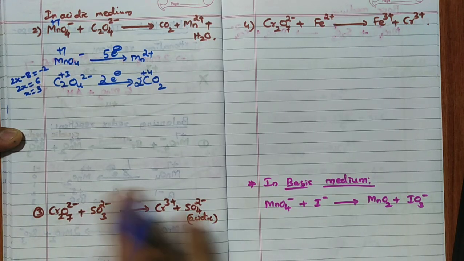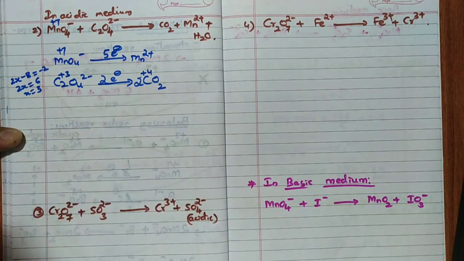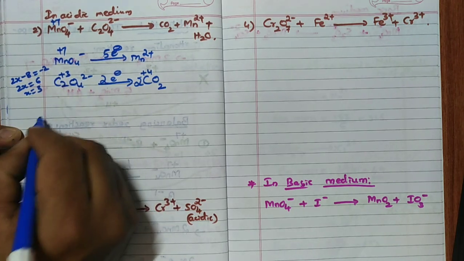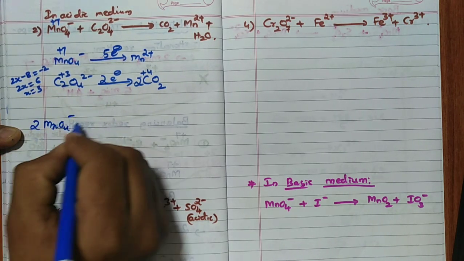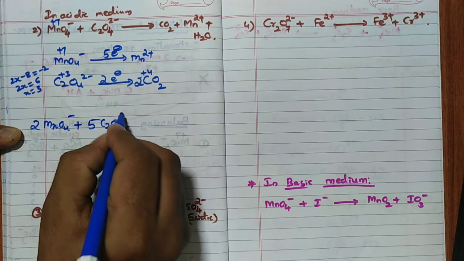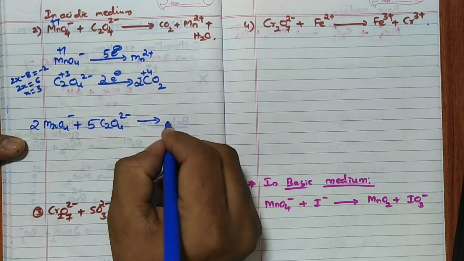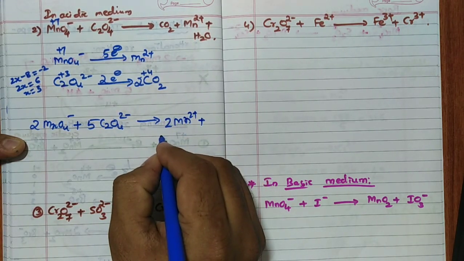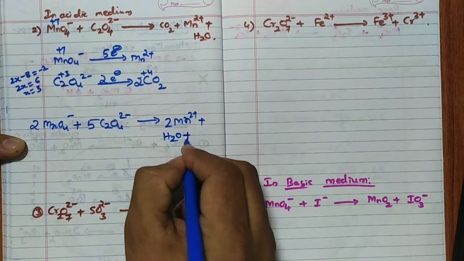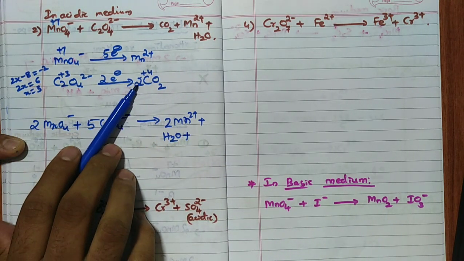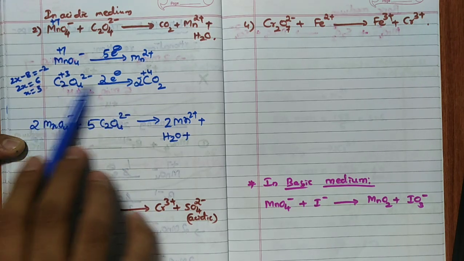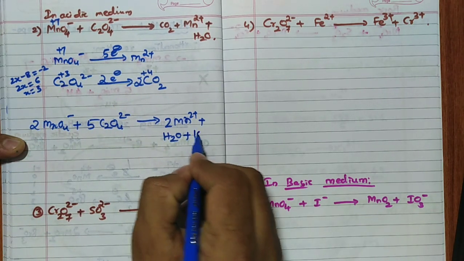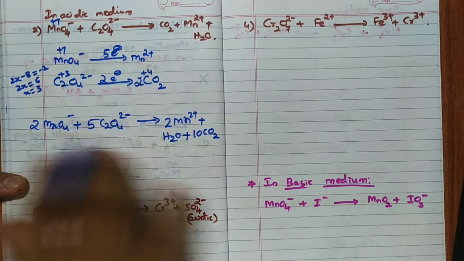I will tell you in next problem also. Now, 5 and 2, simplify? It will never get simplified. Hence, multiply 5 with C2, 2 with Mn. 2MnO4 minus plus 5C2O4 2 minus give rise to 2Mn2 plus, so H2O plus, now you have to remember, see already 2 is there, because to balance this I have written 2, so 5 into 2, 10 you have to write, not only 5, 10CO2, right? Now oxygen you have to balance.